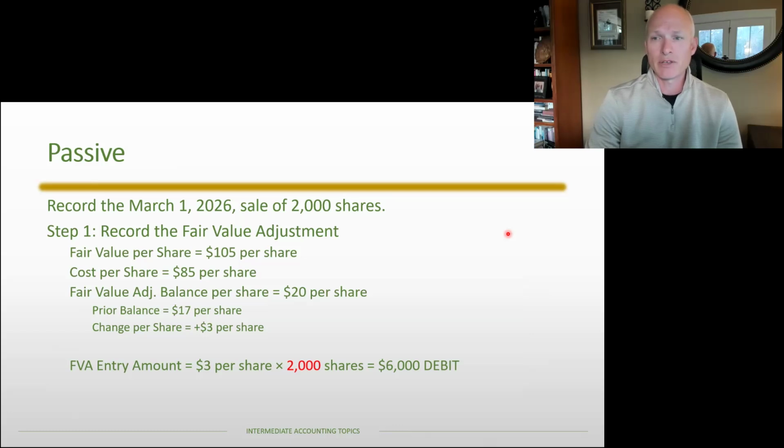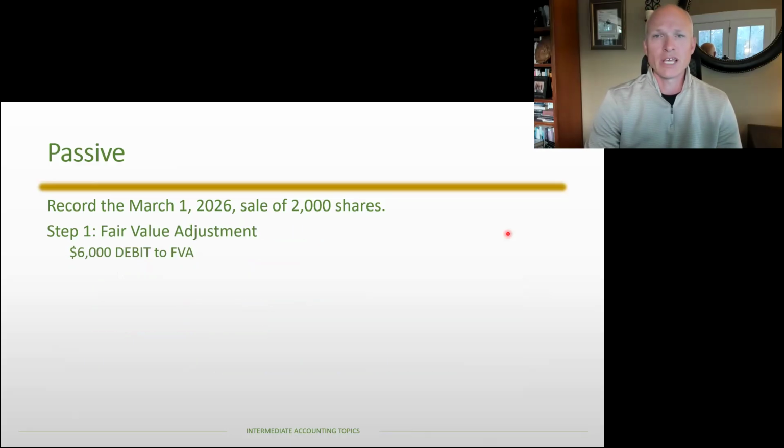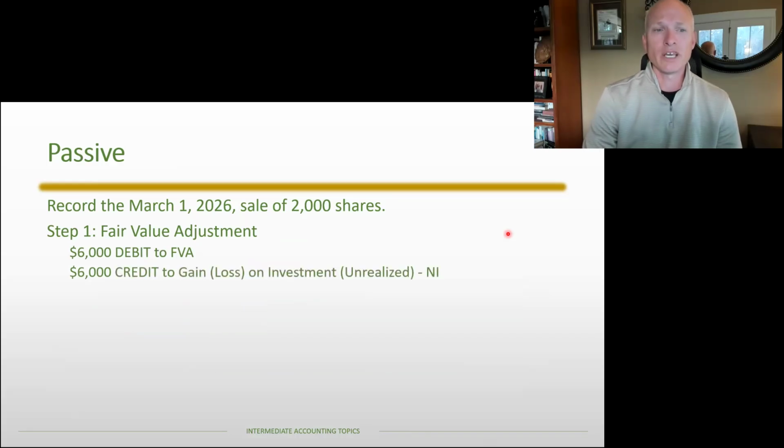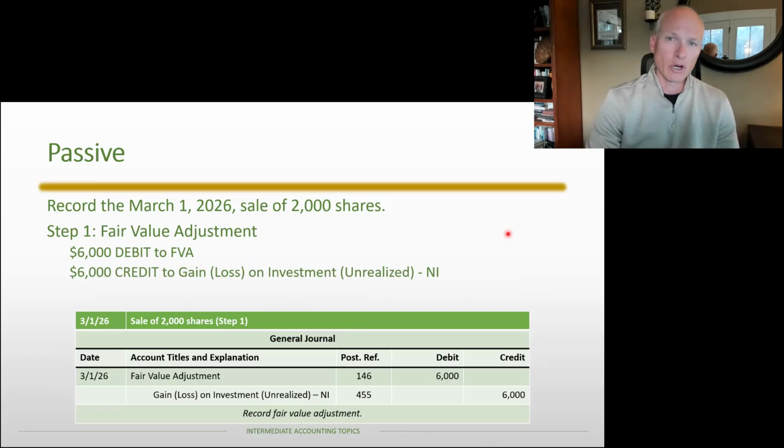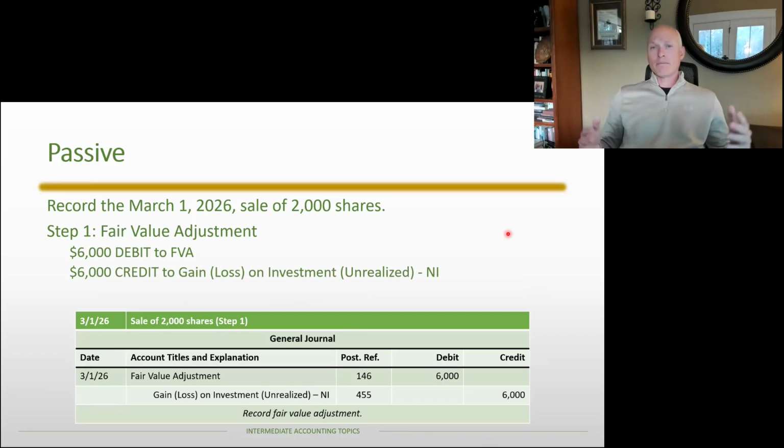And so we're going to debit the fair value adjustment account $6,000. So $3 per share times 2,000 shares. That $6,000 debit is offset by a $6,000 credit to our unrealized gain or loss on investment account. Again, that's the first step. We're making that fair value adjustment. Again, we're debiting the fair value adjustment account and we're crediting the net income account. So again, that's the first step.